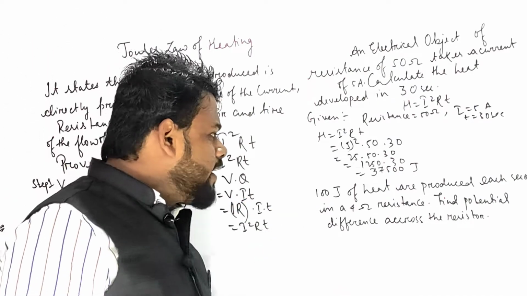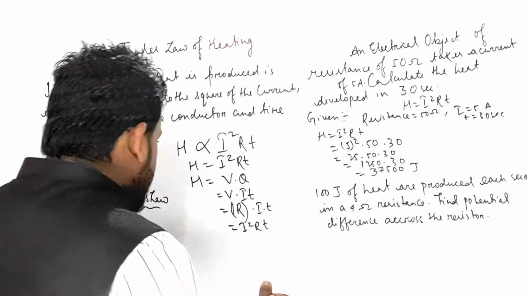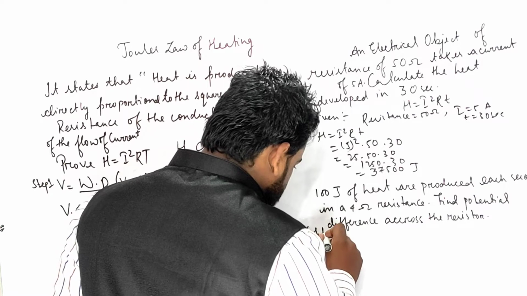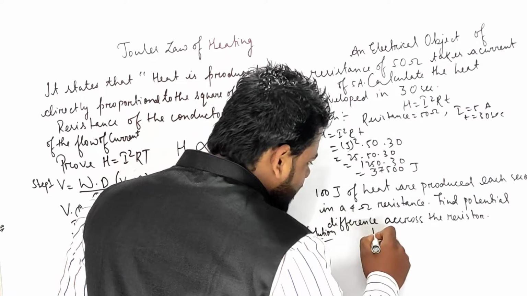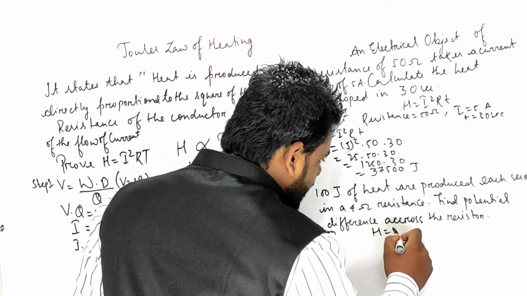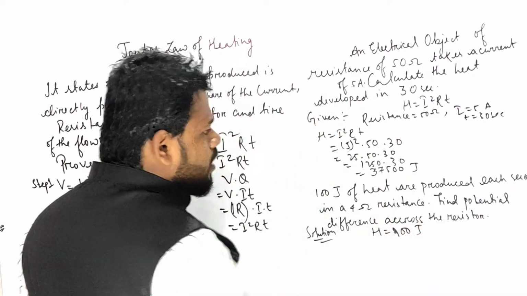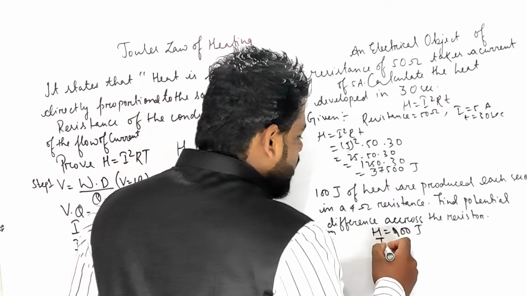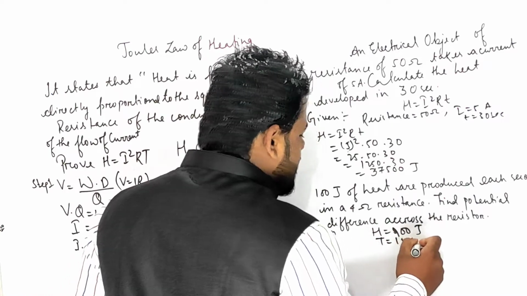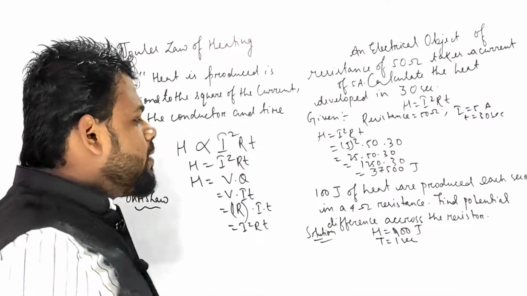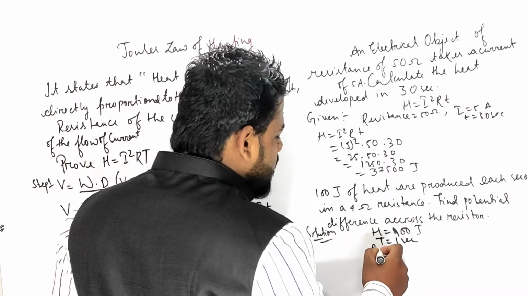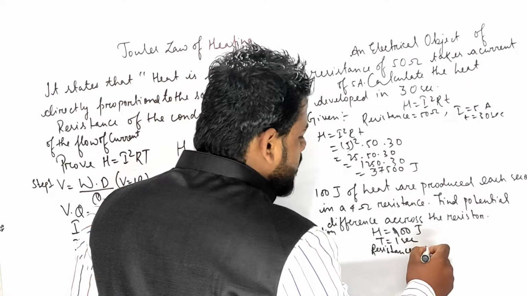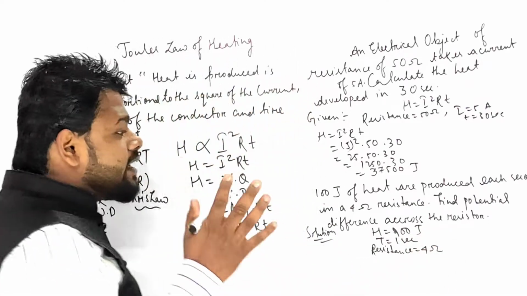Let's start. 100 joule, what is given? Heat is given. Let us write the given down. Solution. H equals 100 joule are produced each second. T equals 1 second. 4 ohm resistance is given, R equals 4 ohm. What is not given? Oh, current is not given.